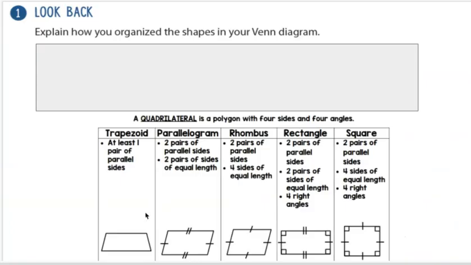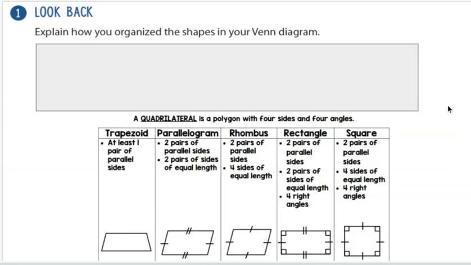All right. So here you're being asked to explain how you organize the shapes in your Venn diagram. So again, if you made a mistake, you should have corrected it and have the correct Venn diagram. So I want you to take a look at why did we build it the way that we did. Go ahead, push pause on the video, use these characteristics down here to help you, and then we'll go over it when you come back.